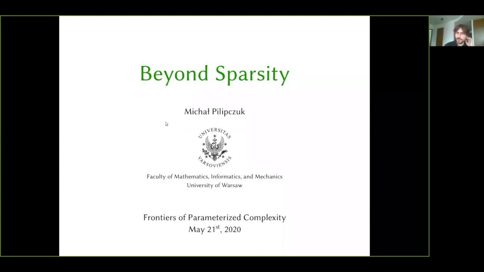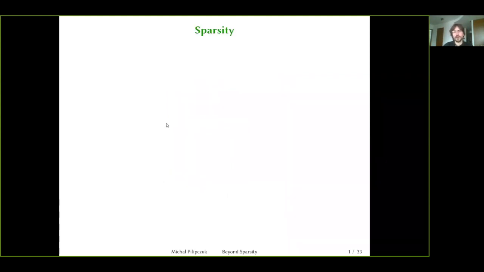So today I'll be speaking about a topic that we have been studying for the last few years together with several other people: the theory of structural sparsity in graphs, and what can we do beyond this theory? What can we say about well-structured dense graphs? Before we start with the dense graph part, I need to give a short introduction to the theory of structural sparsity in graphs.